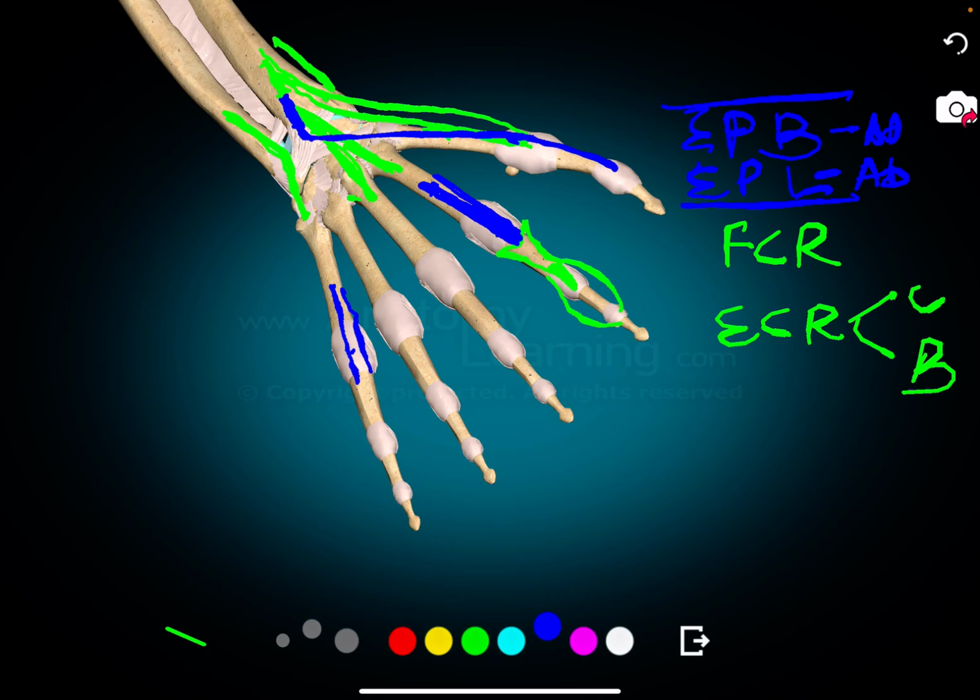Then for the rest, there is the extensor digitorum. So these four are extensor digitorum. And there is the extensor indicis on the index finger side and extensor digiti minimi on the little finger side. Then on the side of the extensor expansion is the insertion of interossei and lumbricals. So interossei and lumbricals are inserted on the side of the extensor expansion.